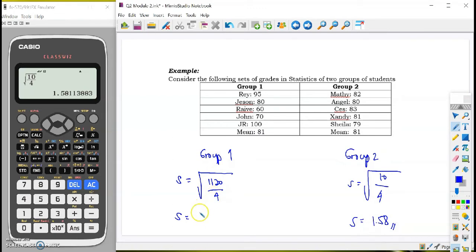How about group 1? In group 1, the standard deviation would be the square root again, then the fraction 1,120 over 5 minus 1. Remember, we have 5 samples, so 5 minus 1 is 4. The answer is 2 square root of 70, we click on SD, that would be 16.73. It means that the scores in group 1 deviate by 16.73 units. That would be really farther compared to group 2, where the deviation from one unit to the other would be 1.58.